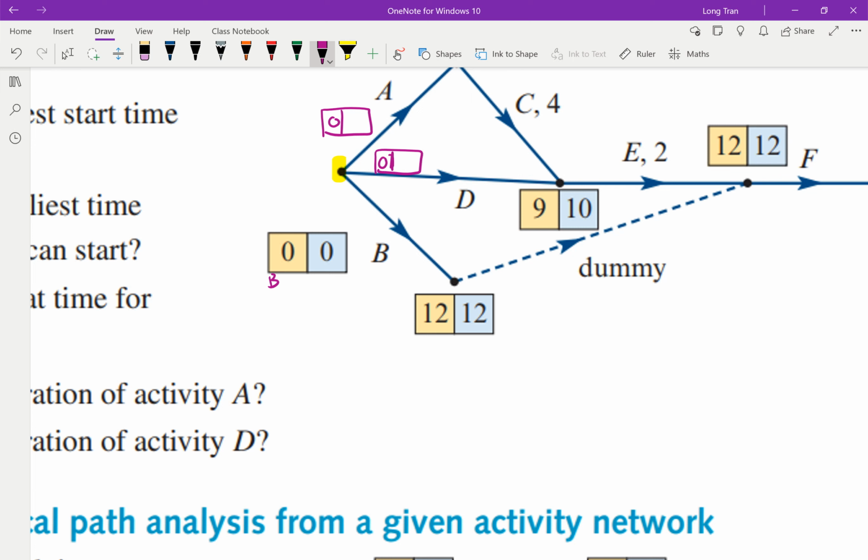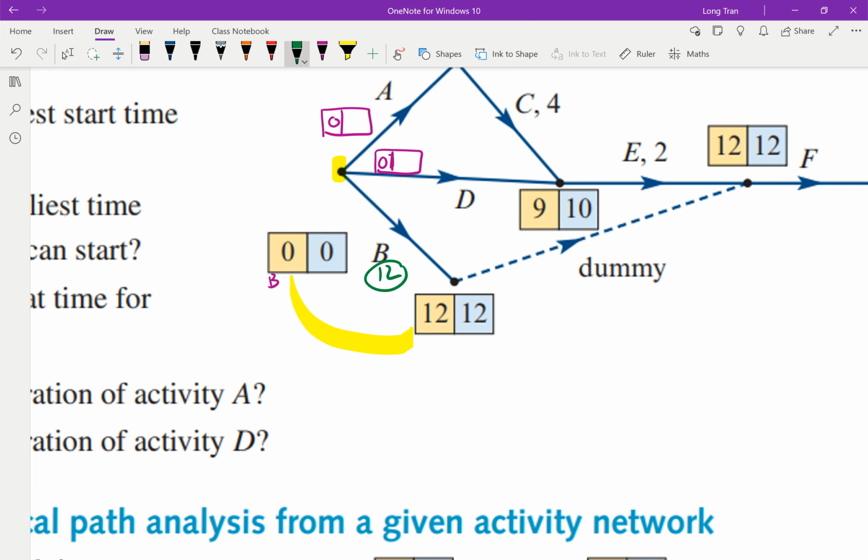If I'm going down the route of B, I don't know what the duration is, but I know that the earliest start time for B is 12. So that may imply that this has a weight of 12 there. So the duration for B is 12 just through forward scanning. Okay, so forward scanning, I'm going to say duration of B is 12.